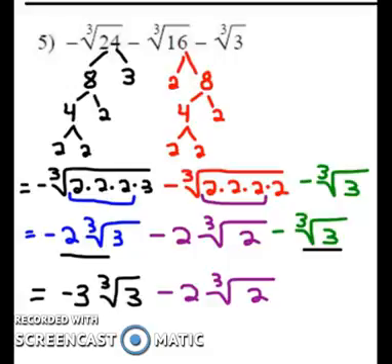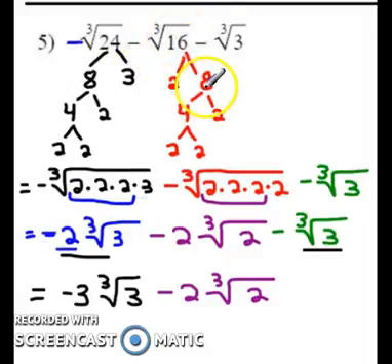In problem number 5, I have all cube roots. They're all unlike terms, but I notice I can factor 24. 8 times 3, and then I factor 8. 4 times 2. That's how I got 2, 2, 2 times 3. My index is 3. I'm looking for sets of 3. That's how that 2 came out. And notice this was a negative. That's why this is a negative.